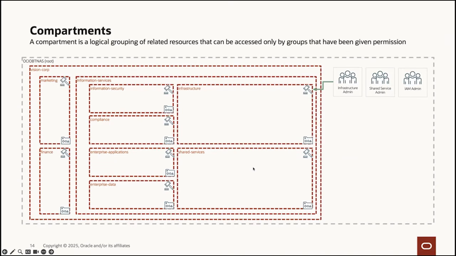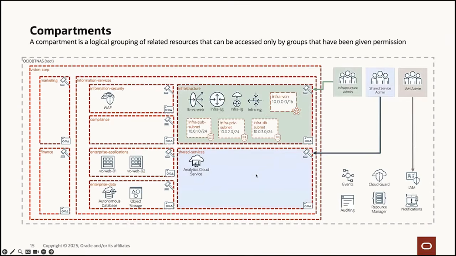In this example here, we have it broken down by team. So we have a marketing team, finance, infrastructure team. And when we add some resources in, you can see that here. So in our infrastructure compartment, we have our infrastructure virtual cloud network. We have our different subnets, our gateways, our load balancer. Every time you create one of these resources, you'll have to specify which compartment you want it to be placed in.